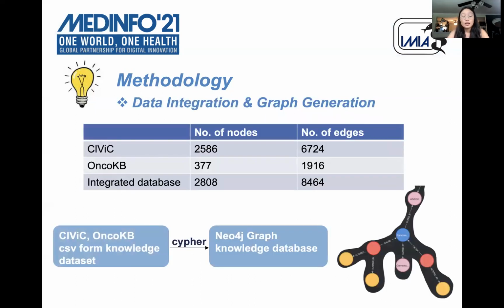As we can see here, CIVIC is giving us around 2,500 nodes and 6,700 edges. OncoKB is providing us 377 nodes and 1,916 edges. When we use Neo4j to integrate them together, we end up with 2,808 nodes and 8,464 edges. Basically, we took the CSV data from CIVIC and OncoKB and then used Cypher to convert the data into a Neo4j graph knowledge database.